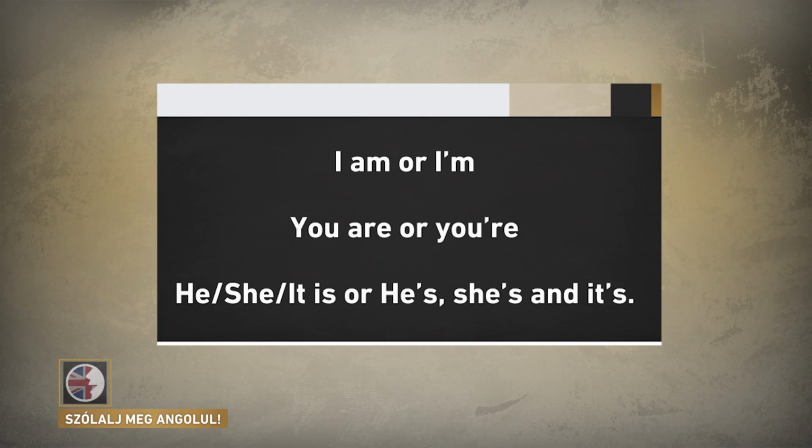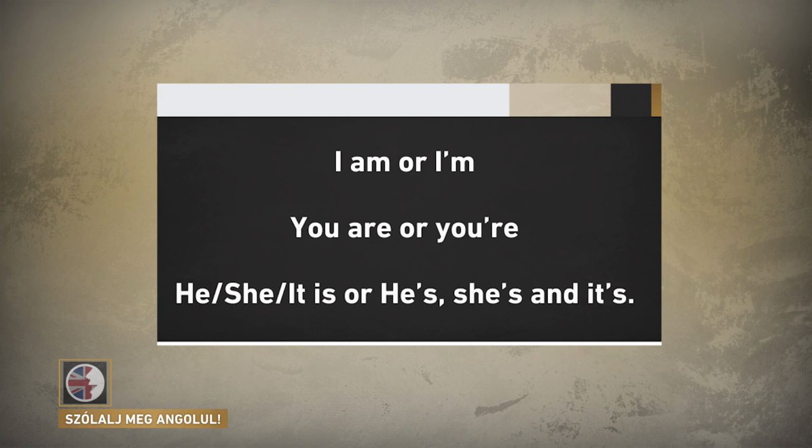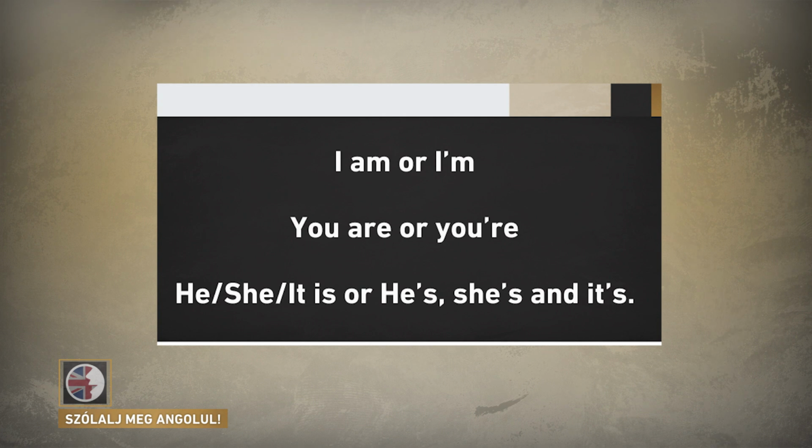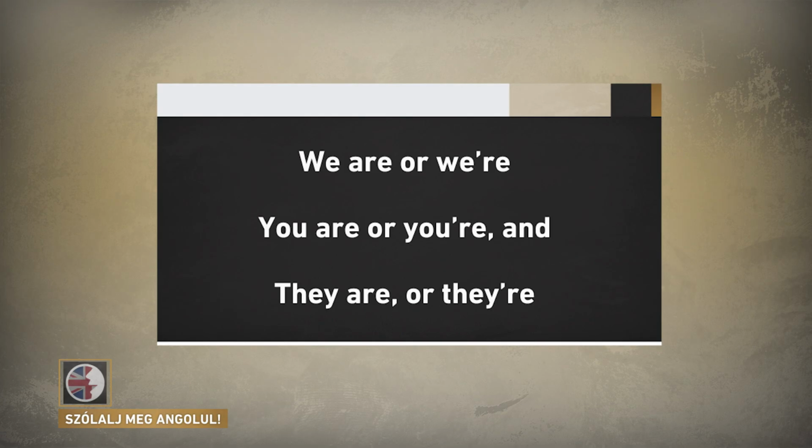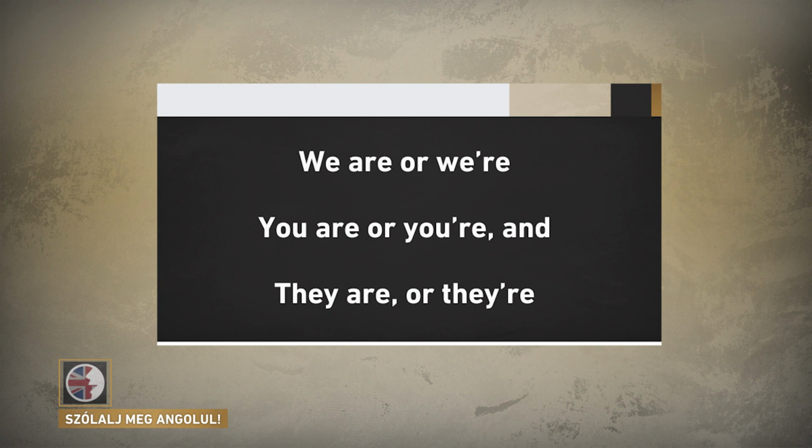I am or I'm. You are or you're. He, she, it is or he's, she's and it's. And we also know the plural full and short versions of the verb to be. We are or we're. You are or you're. And they are or they're.